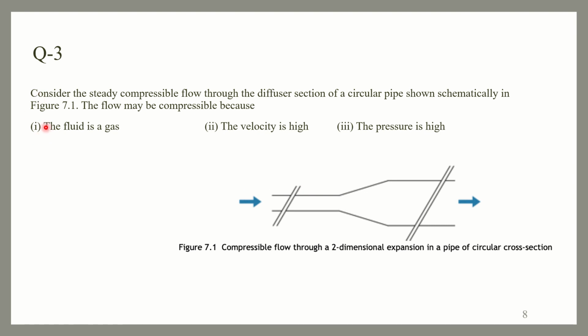So the option 1, fluid is a gas. Option 2, velocity is high. Option 3, pressure is high. Options are A, option A 1, option B 2, option C 3, option D 1, 2 and 3. So the answer to this is velocity is high.